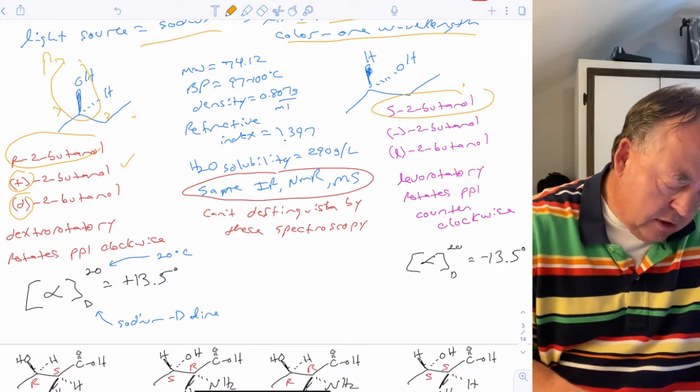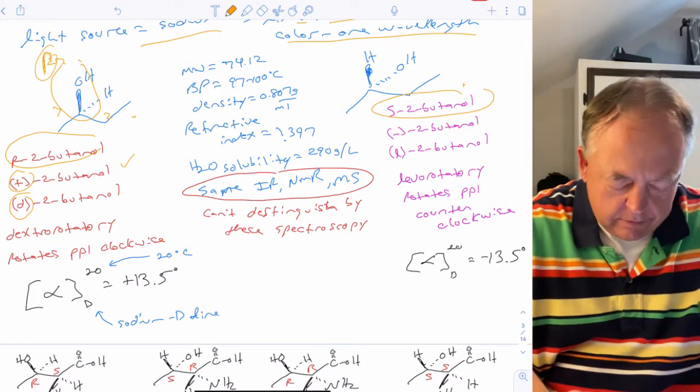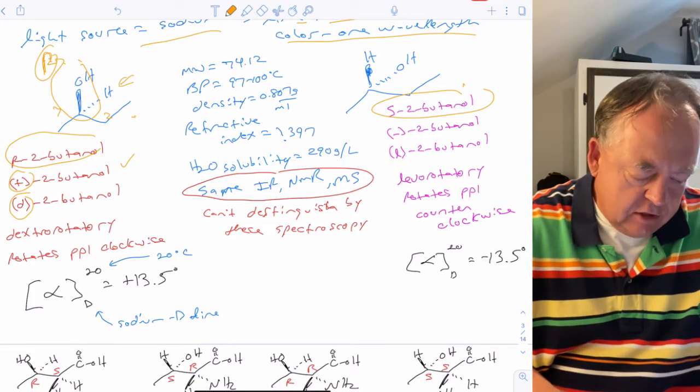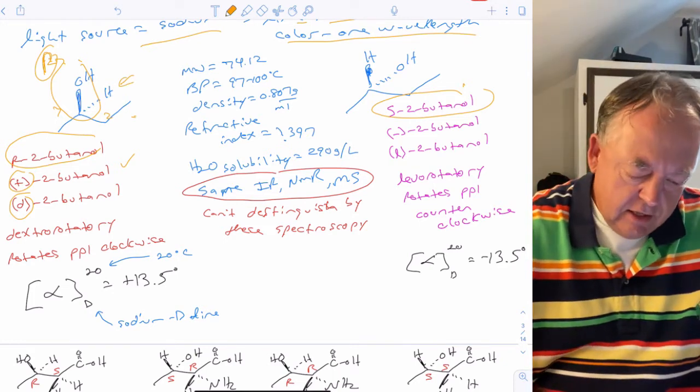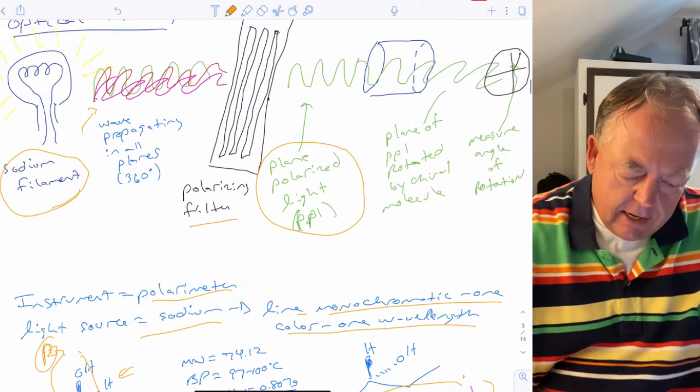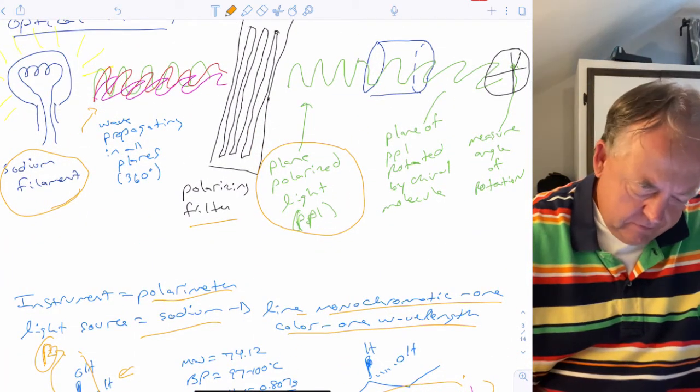So using these rules for assigning stereochemistry, forwards and back, the arrow stays clockwise, so that's the R isomer, right? That's just a stereochemistry designation. It does not tell you anything about how it rotates plane polarized light.